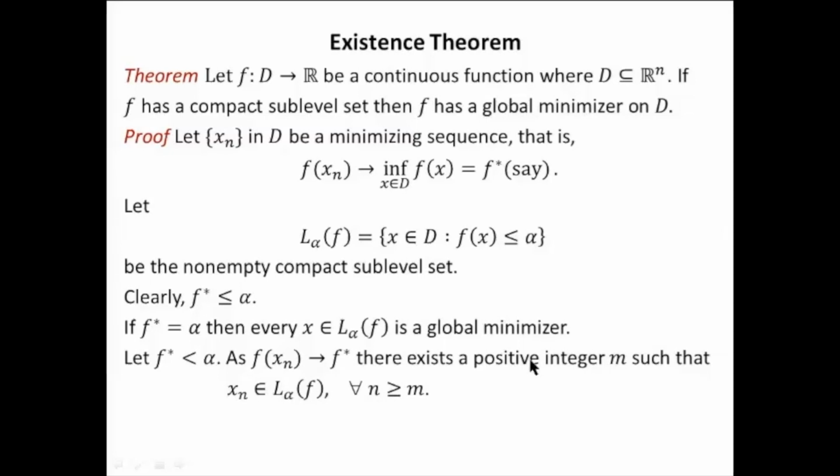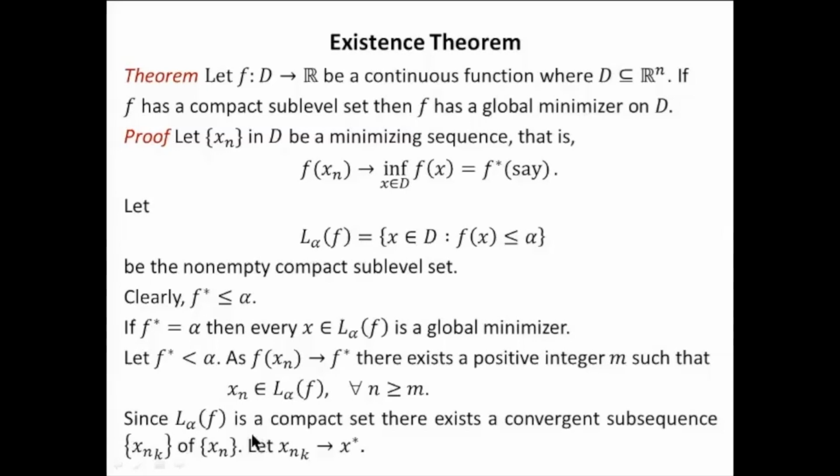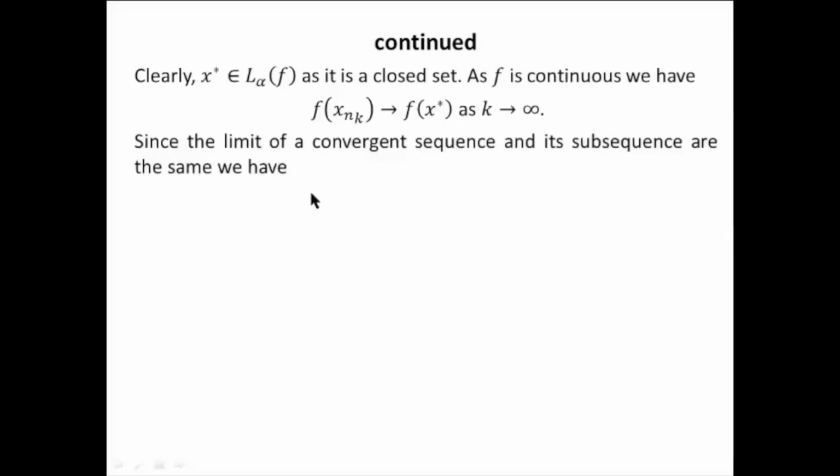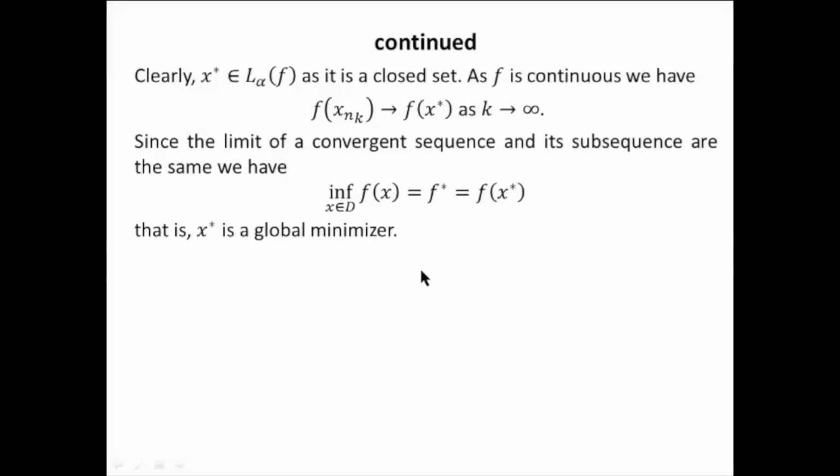Now, the rest of the proof is similar to what we have done in the Weierstrass theorem, because this sublevel set is given to be a non-empty compact sublevel set, and also f is continuous. So we have to extract a subsequence of this sequence, and that will be convergent. Because this L alpha f, this sublevel set, is closed, x star will be in this, that is, x star is in the sublevel set. Again, using the continuity, we have f(x_nk) will converge to f(x star). By uniqueness of the limit, we have f(x star) is equal to f star, which is the infimum of f(x) over D. Hence, x star is a global minimizer.